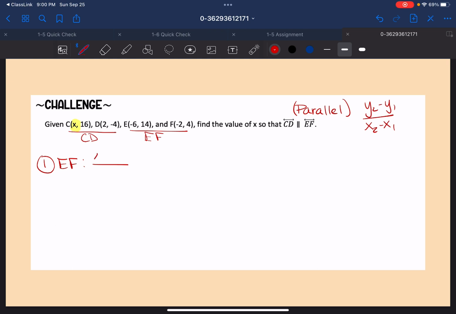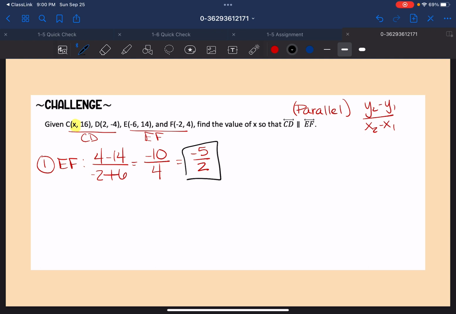So y2 is 4 minus negative 6. Nope, not that one. 14, sorry about that. So 4 minus 14. Those are your two y values. And then x2 is negative 2 minus negative 6, which becomes plus 6. So 4 minus 14 is negative 10. Negative 2 plus 6 is positive 4. And that simplifies down to negative 5 over 2. We now know, because the lines are parallel, or we want them to be parallel, that both of them have to have a slope of negative 5 over 2.